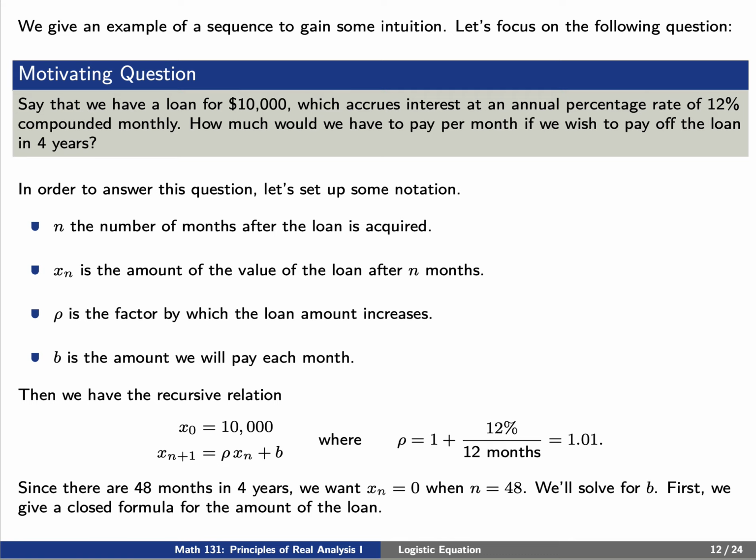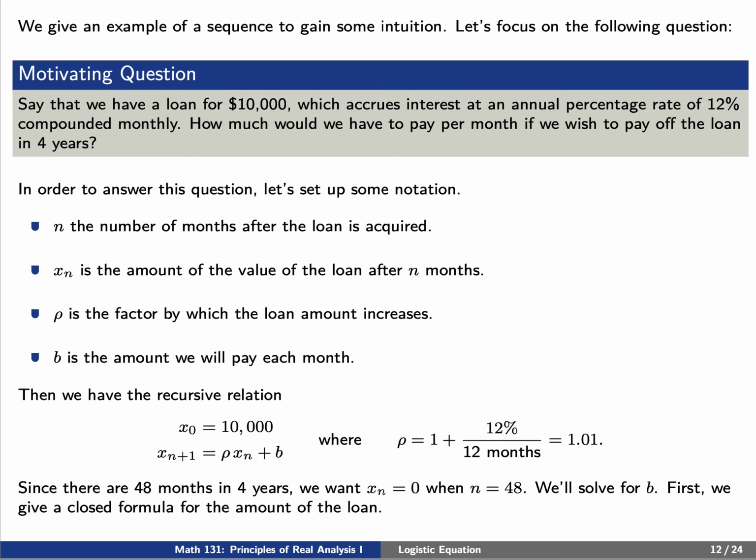Now we can see that our loan amount will increase in the following way. If our loan amount at month n is x sub n, then we'll have to increase by a factor of rho, but then we'll pay off an amount b, which means that the amount we have for the next month, x sub n plus 1, is rho times x sub n, this is the factor by which it increases, times the amount at month n, plus b. Of course, our b will be a negative number since we are paying off each month.